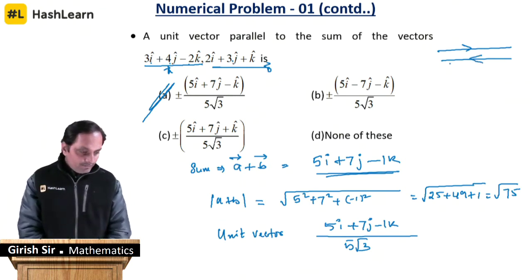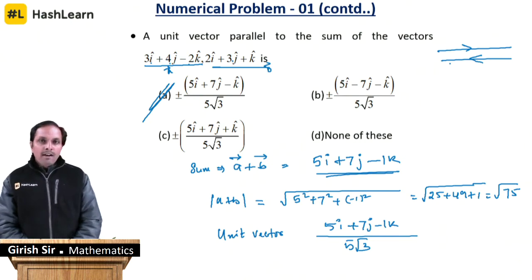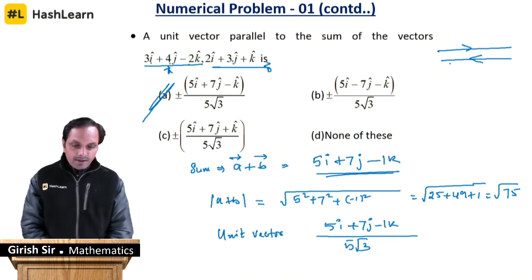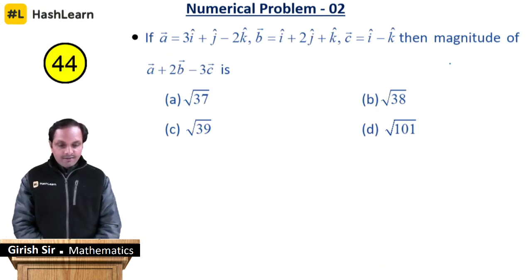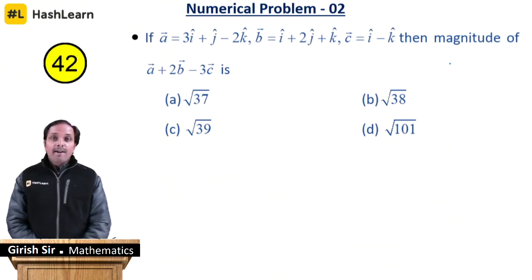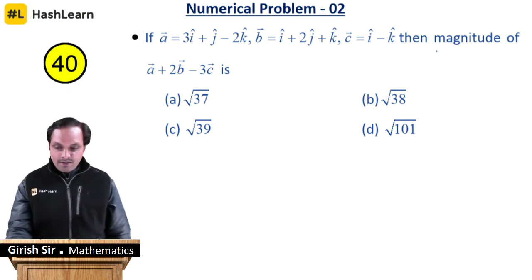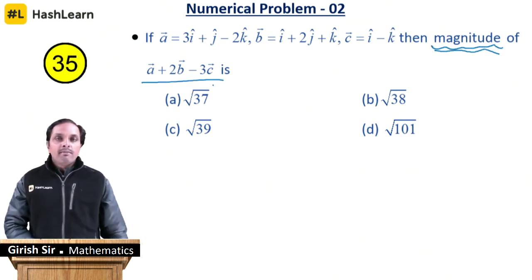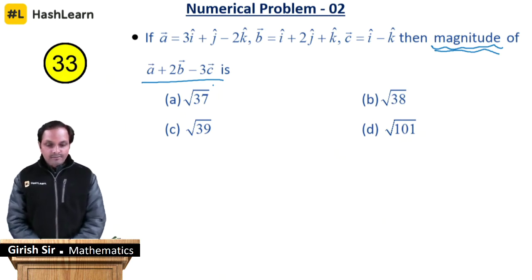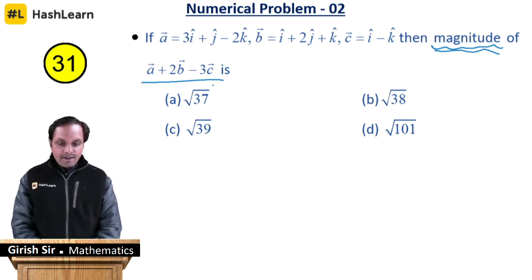Okay, so fine then, Himanshu, get ready for the next numerical. Numerical 2 is here on the screen. You need to find the magnitude. First find a plus 2b minus 3c, and then get the magnitude of that.